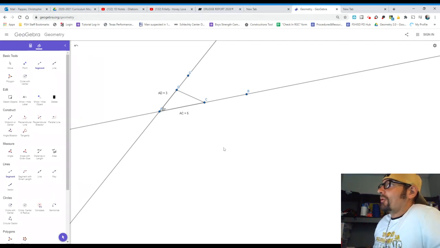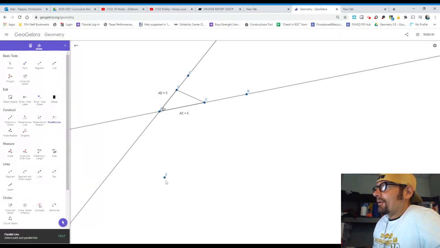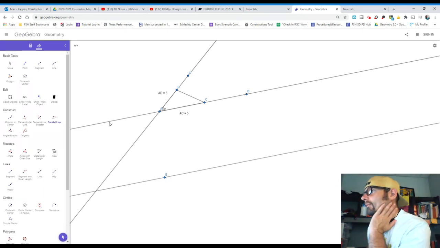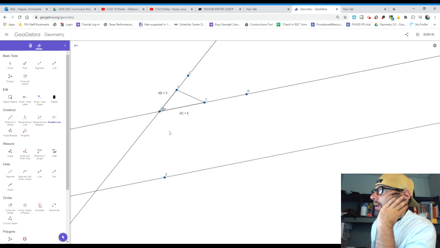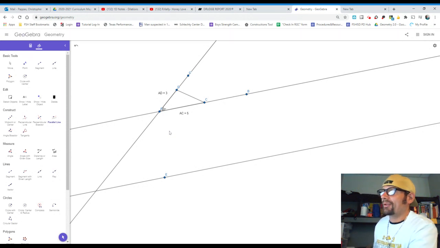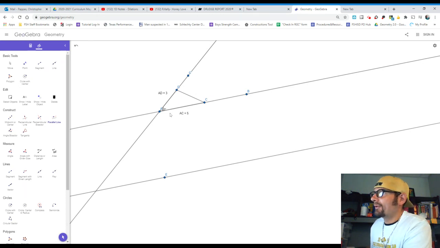Next step, we'll do another triangle down here. And first, we got to do a parallel line. So we'll make a point, make a parallel line. So it'll be point E, and it'll be parallel to that. Okay, so now let's say we want to make it similar, but cut the side lengths in half. Okay, so let's say these two side lengths, instead of 3 and 5, we cut them in half. And so now we'll have 1.5 and 2.5.